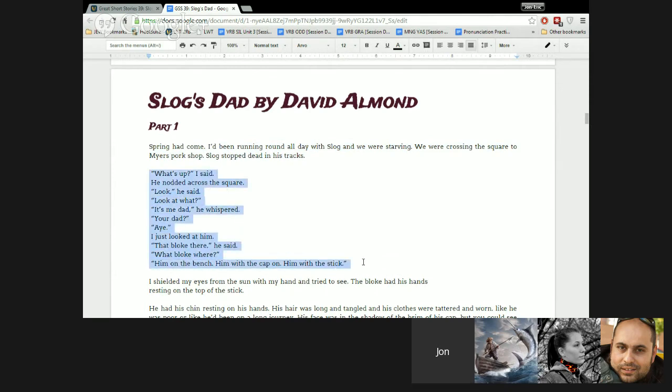And then we've got this description, which is kind of important. "What's up?" I said. He nodded across the square. "Look," he said. "Look at what?" "It's me dad," he whispered. "Your dad?" "Aye." Well, the problem is, as Daniel pointed out, that his father, we find out later, had died.